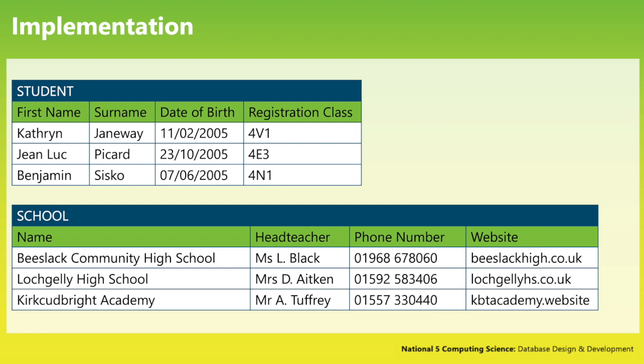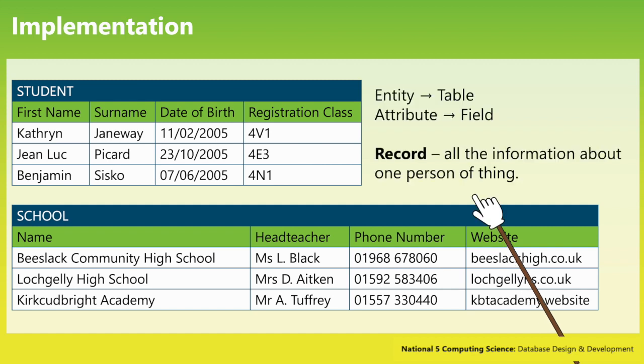When we come to implement it, it is likely the information will look like this. We have got our two entities, student and school, and within our student entity we have got our attributes first name, surname, date of birth, registration class. Within our entity school we have got our attributes name, head teacher, phone number and website. We can see here that an entity becomes a table when we implement it, and an attribute becomes a field, a specific piece of information. All these attributes, when they come together, make a record, and that is all the information about one person or thing. Sometimes you might hear a record referred to as an instance of an entity.